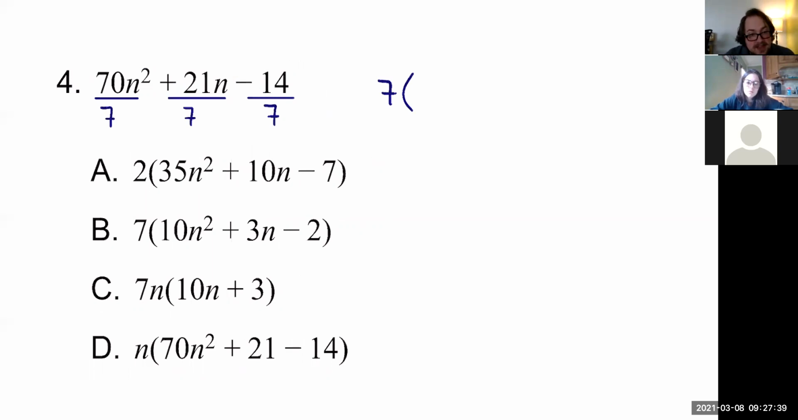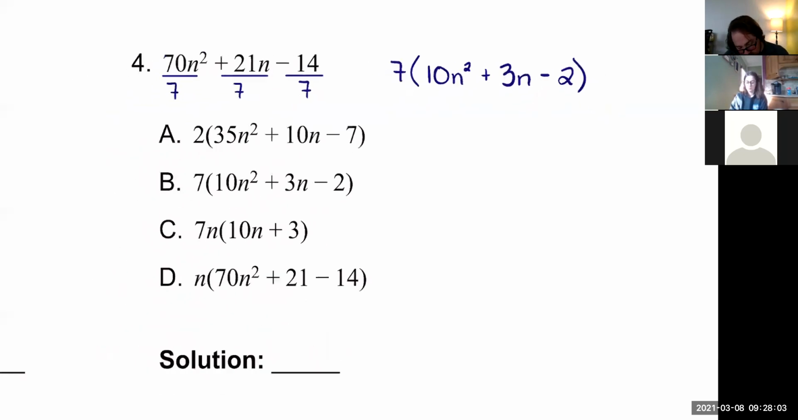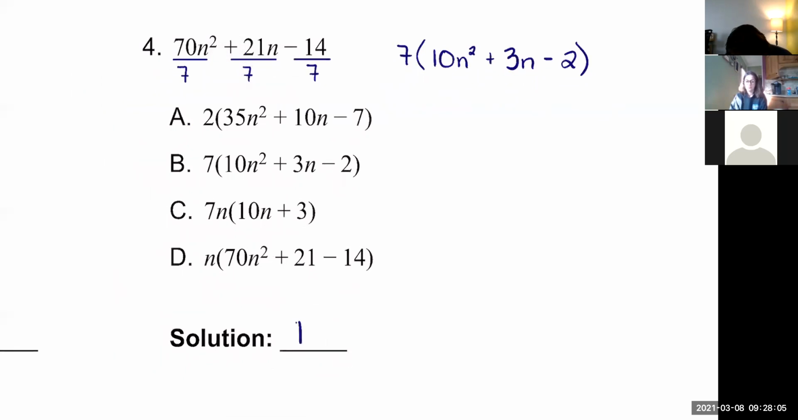If I divide those out there, 70 divided by 7, 10. And since we're not taking any variables away, the variables actually stay exactly as is. 21 divided by 7 should give me 3. That one still has an n. And then negative 14 divided by 7 should be a negative 2. So it would in fact be B.